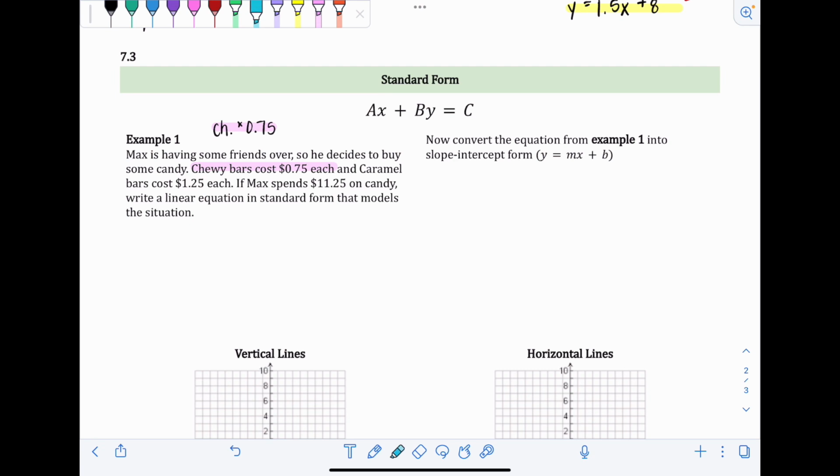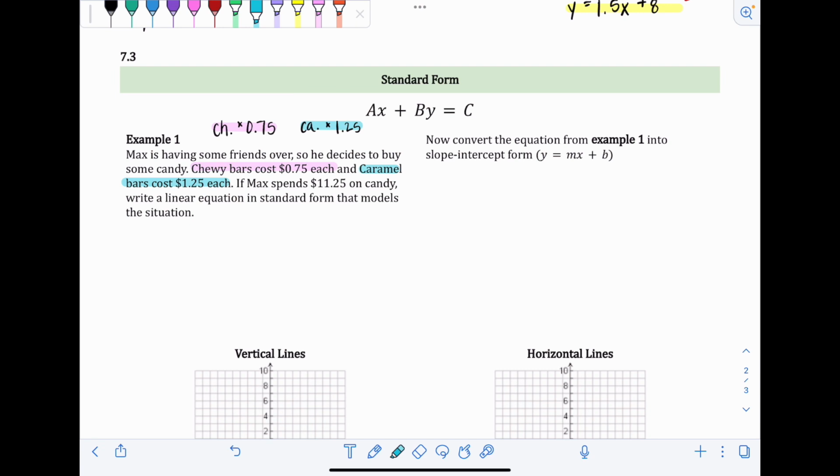And then in addition to that, he's going to buy some caramel bars, which cost $1.25 each. So to figure out how much money he spends on caramel bars, he has to take the amount of caramel bars that he buys, and multiply it by $1.25. If he buys one caramel bar, that's $1.25. If he buys 2, you multiply that by 125 to get 250, and so on.